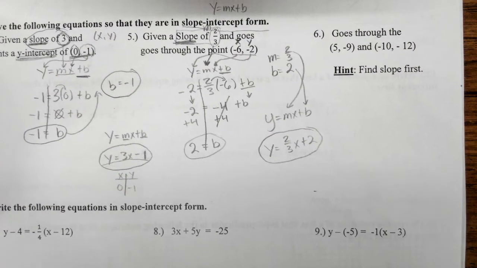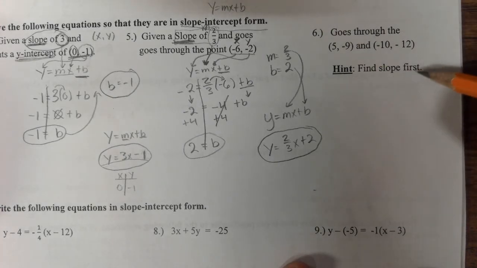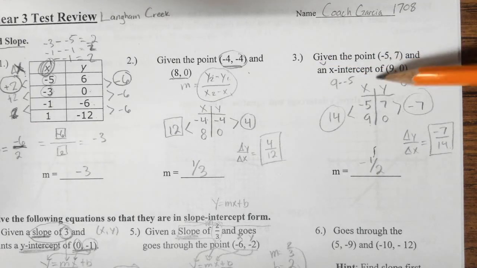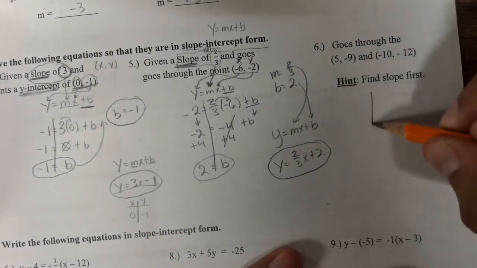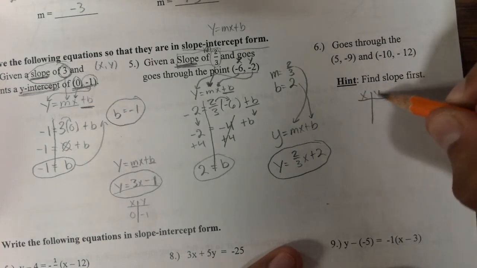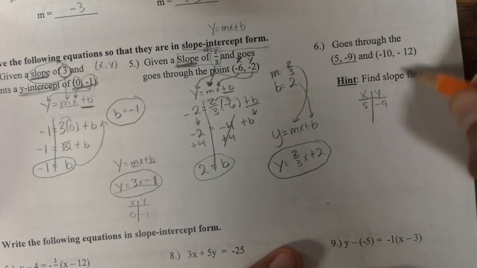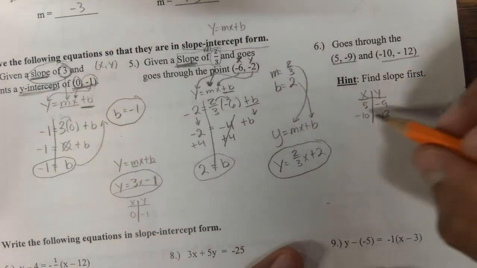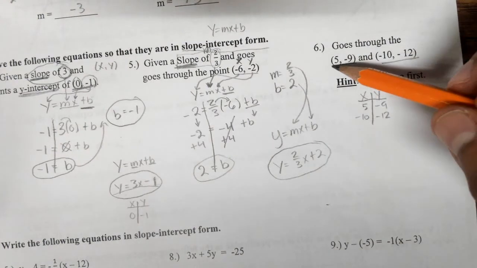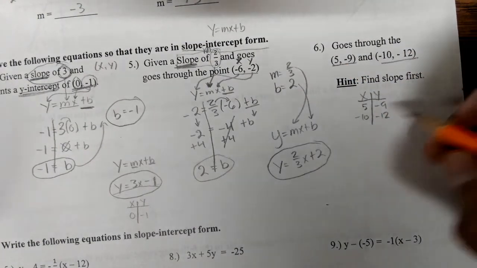And then we'll look at 16. 16, the hint says to find slope first. That goes back to what we did up here, which is finding slope. Again, the easiest thing I think to do is to just make a table, x, y, put in my first point, 5, negative 9, put in my second point. Again, just make sure that they're next to each other, right? This 5 and this negative 9 are next to each other, so I put them next to each other. Same thing with the 10 and the 12.